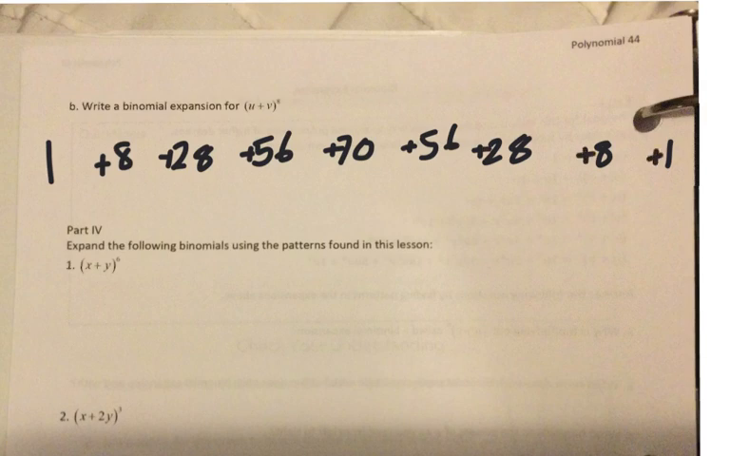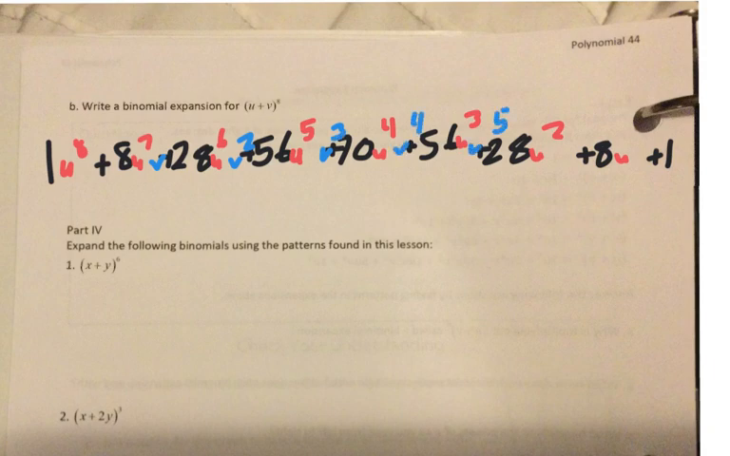And then u's, the power starts at the top and they decrease by 1. So u to the 7th, u to the 6th, u to the 5th, u to the 4th, u to the 3rd, u to the 2nd, u to the 1st, and then u to the 0. And then I've got v to the 0, v to the 1st, v to the 2nd, v to the 3rd, v to the 4th, v to the 5th, v to the 6th, v to the 7th, and v to the 8th.